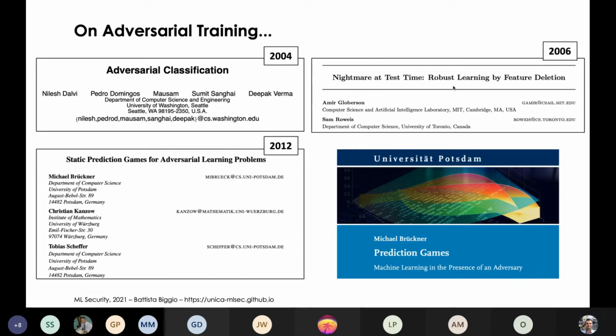So again, this is a very interesting example of the first formulations of this problem in the adversarial space. And then, if you want, there is a very good paper called Static Prediction Games for Adversarial Learning Problems by Michael Brückner, Christian Kanzow, and Tobias Scheffer. This is really an example of the formulation of the problem as a game theoretical problem. So now you have two players, the attacker and the defender, which is the classifier. And they studied in this paper under which conditions you have an equilibrium point, in particular not necessarily in min-max formulations, but also in non-zero-sum games. And then they establish all the conditions that you need to have a single Nash equilibrium point.